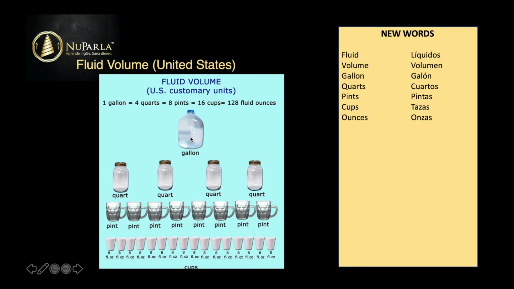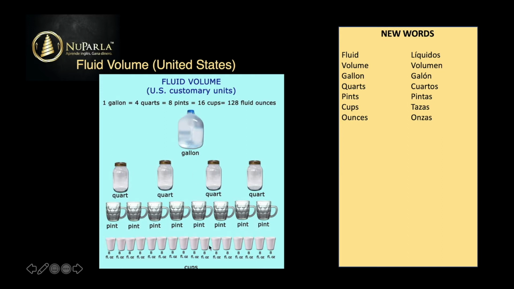Now, in fluid volume, 1 gallon of milk, for example, has 4 quarts. So I could buy 4 quarts, and that will equal 1 gallon. Or I can have each quart has 2 pints. So if I have 1 gallon, I can have 4 quarts. If I have 4 quarts, I can have 8 pints, right? So 8 pints is 1 gallon, or 4 quarts is 1 gallon.